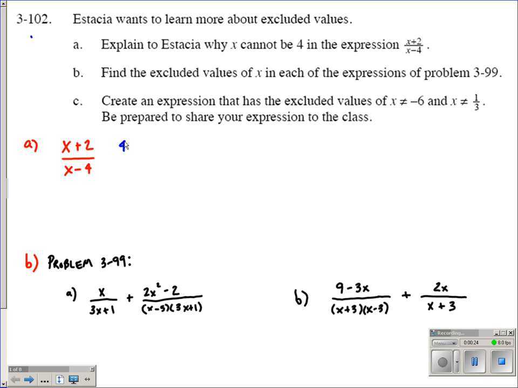Let's just take a look at what happens when x is 4. If we plug in 4 for our x, we're going to have 4 plus 2 over 4 minus 4. 4 plus 2 is going to give us 6. 4 minus 4 is going to give us 0. And we know that we can never end up with 0 in our denominator because it gives us an undefined value.